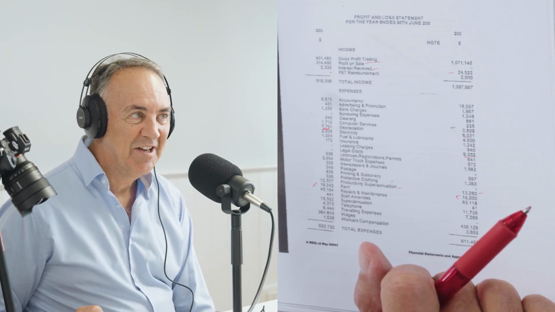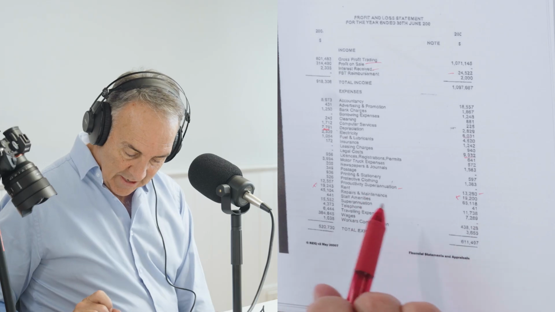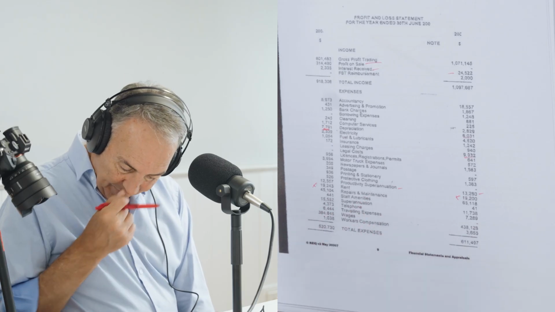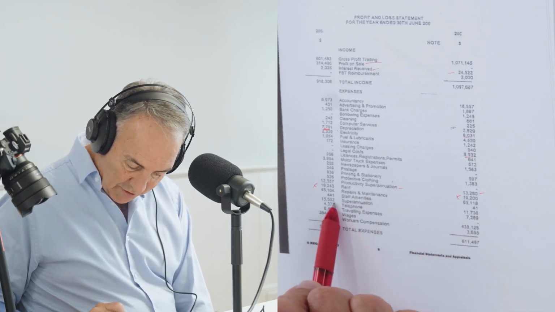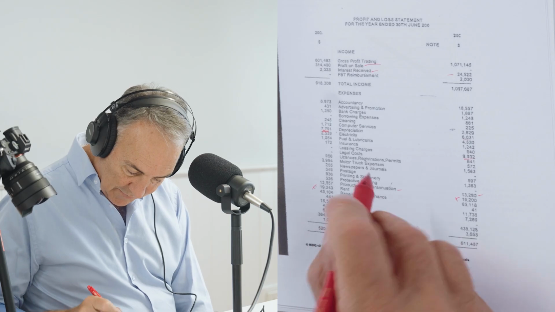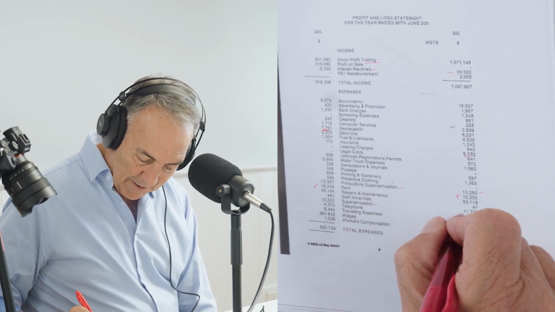This is something, as a buyer, this is part of due diligence. You want to check it and see if that's true. But it is a lot of repairs and maintenance. So staff amenities, not much. Superannuation. Oh, there we are. There are two types of super. So that's the owner's super.